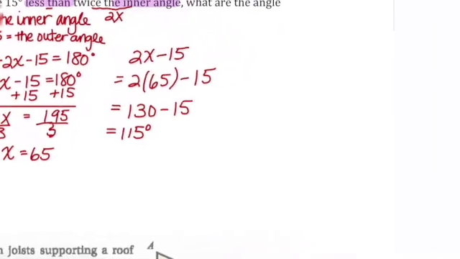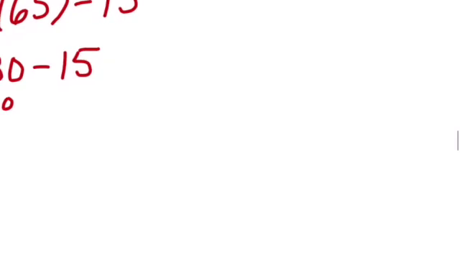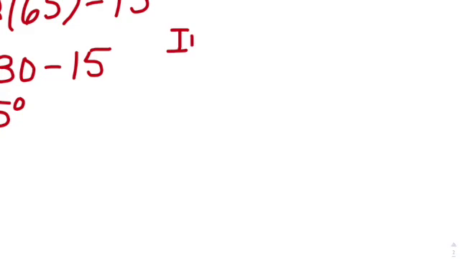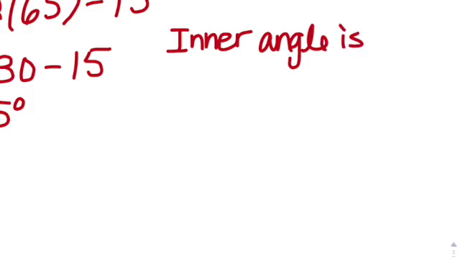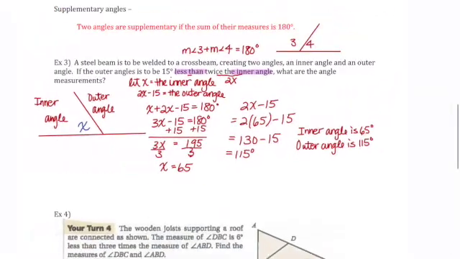So to give me some idea what all those numbers mean, you should write down: inner angle is 65 degrees and outer angle is 115 degrees. And that is how that problem is going to be done.